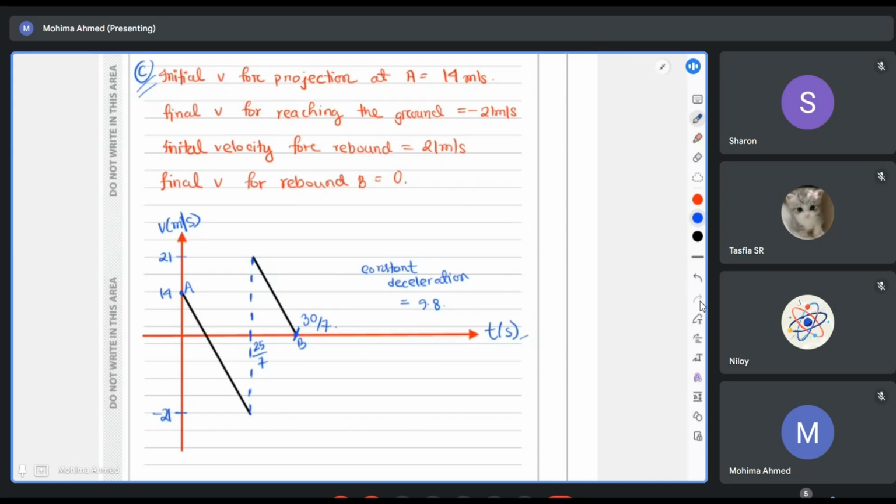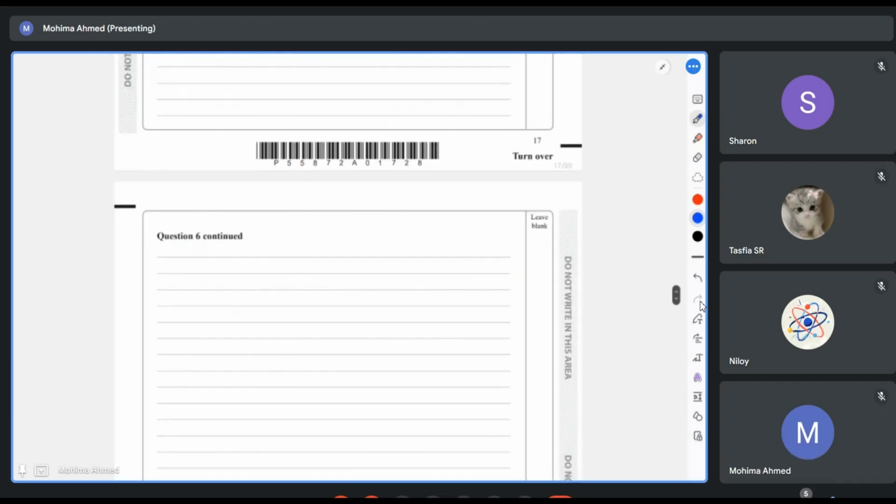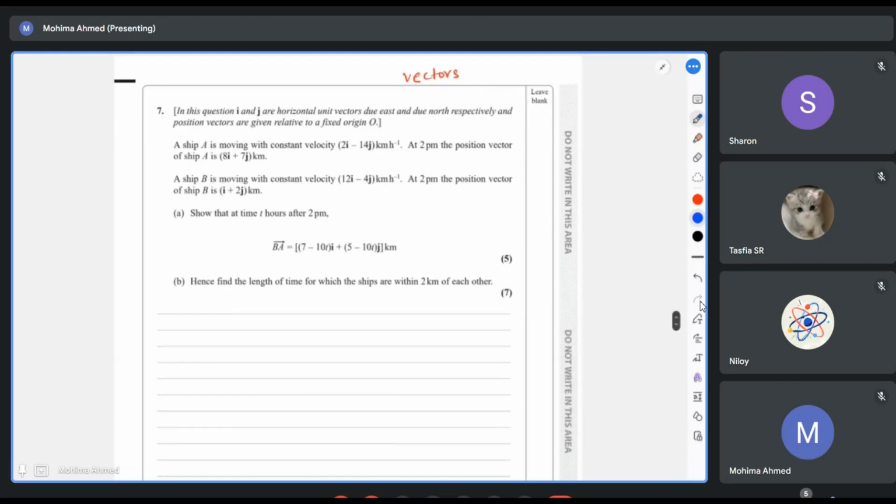Is there any problem with part C? Okay, then we'll move on to question 7. How much time do we have? Okay, we can solve question 7 today. Okay, and maybe question 8 also.